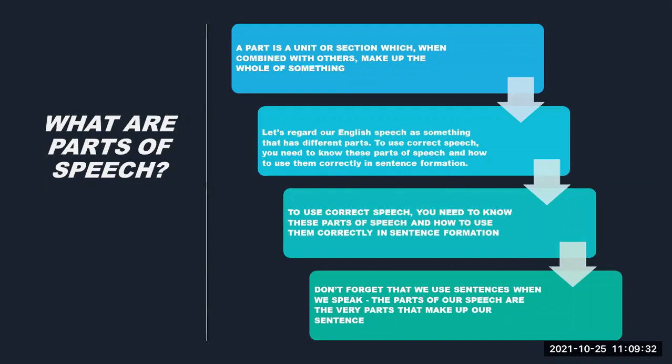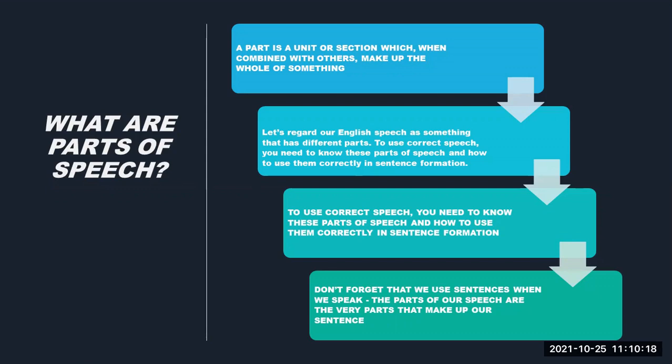These, of course, are common to everyone who has learned the basics of English grammar. A part is usually a unit or section which, when combined with others, makes up the whole of something. When parts are mentioned, what comes to mind is a structure. For instance, a house is a structure and is made up of various parts.